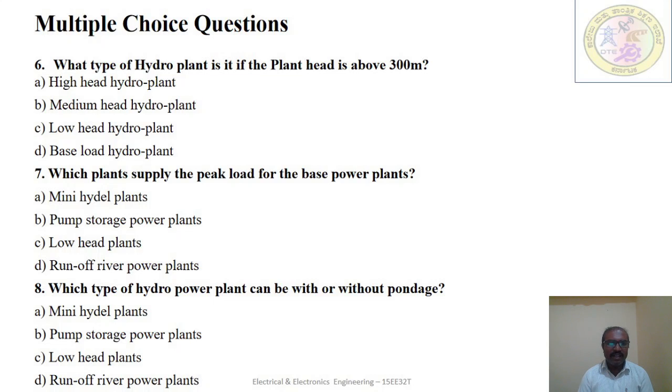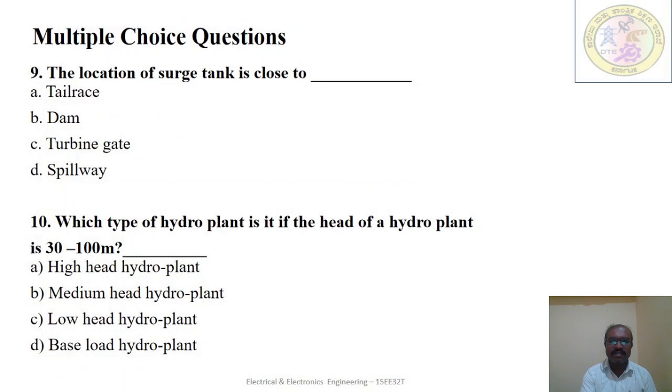Next question. Which type of hydro power plant can be with or without pondage? Answer is run-off river power plants. Because run-off river power plants do not require pondage. Next question. The location of the surge tank is close to dash. Options are tail race, dam, turbine gate, spillway. Answer is turbine gate.